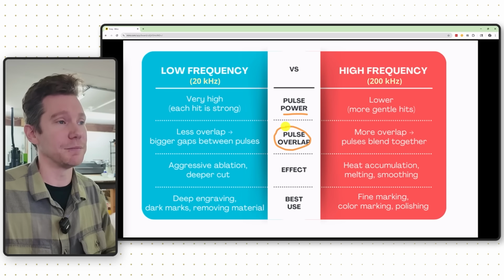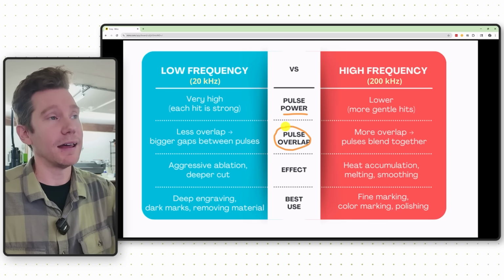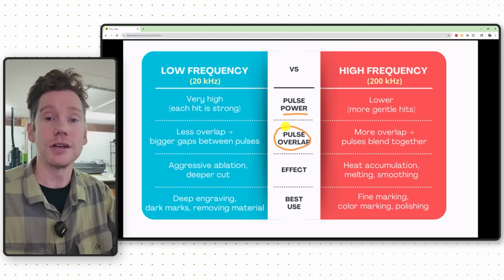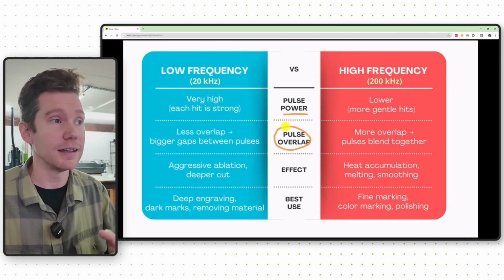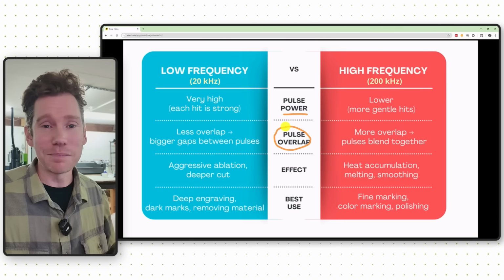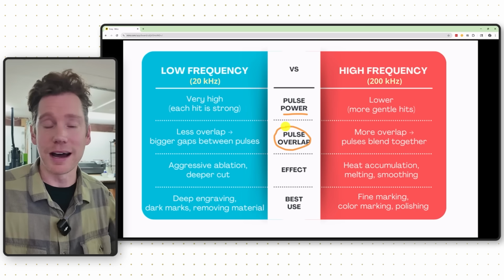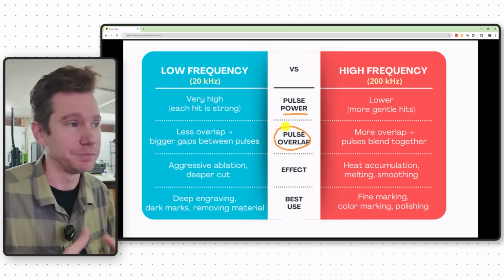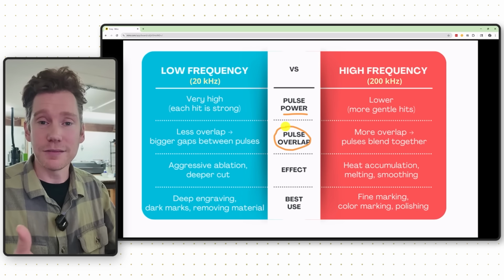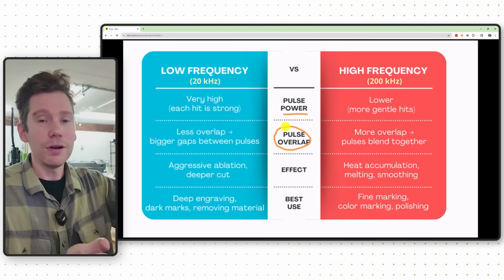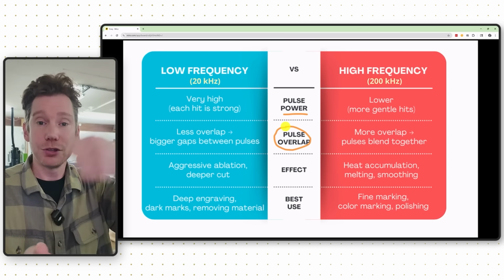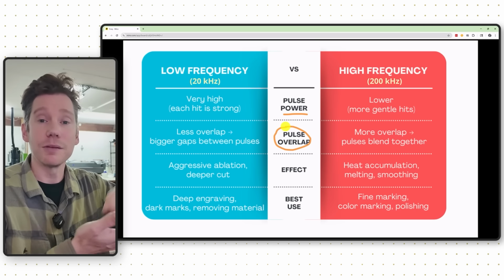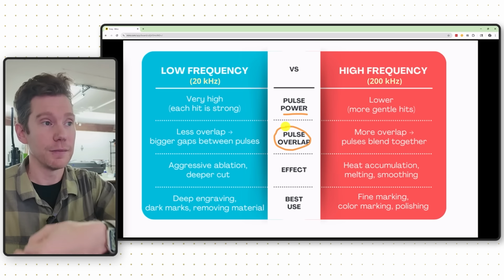And it's the same concept here. When we're operating at a low frequency, 20 kilohertz, 20,000 pulses per second, that's really not that much in your laser's mind. It can fire 20,000 pulses no problem in 1 second. So because of that, there's going to be more gaps between each of those 20,000 pulses. The gap is going to be larger between those pulses.